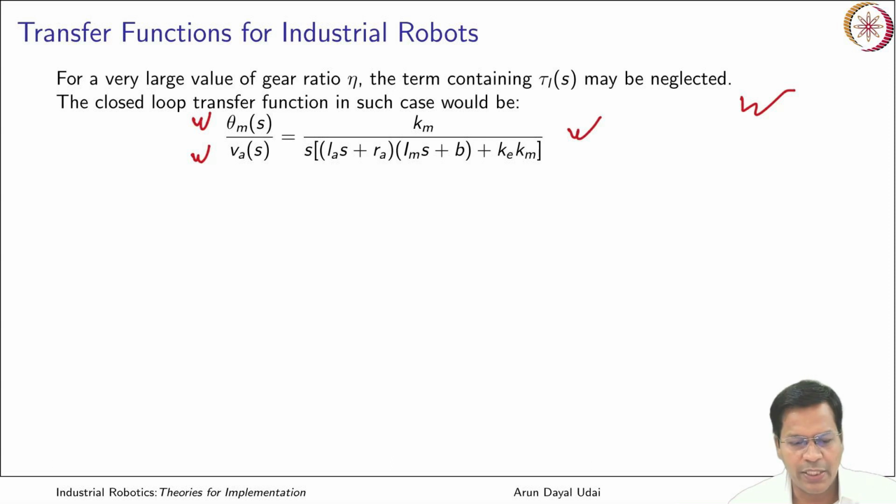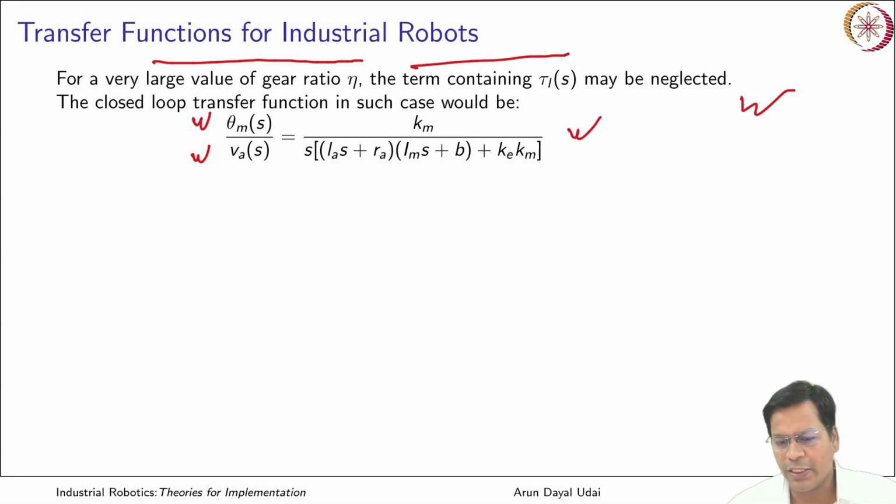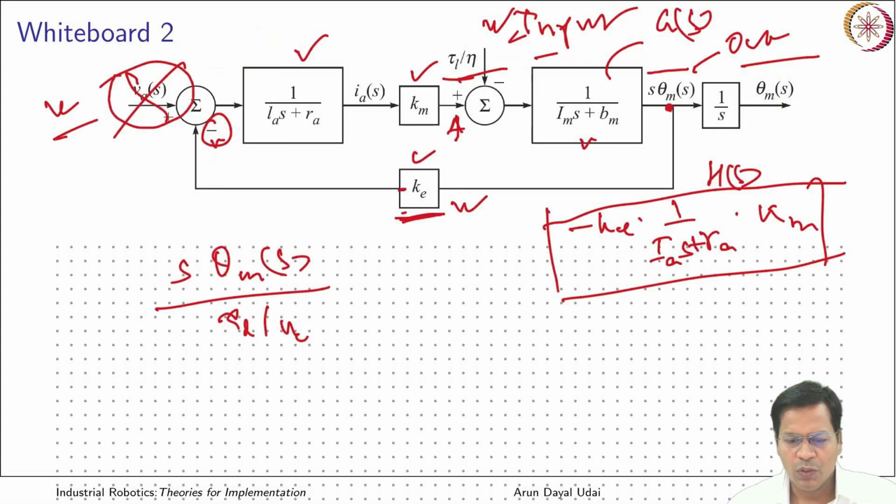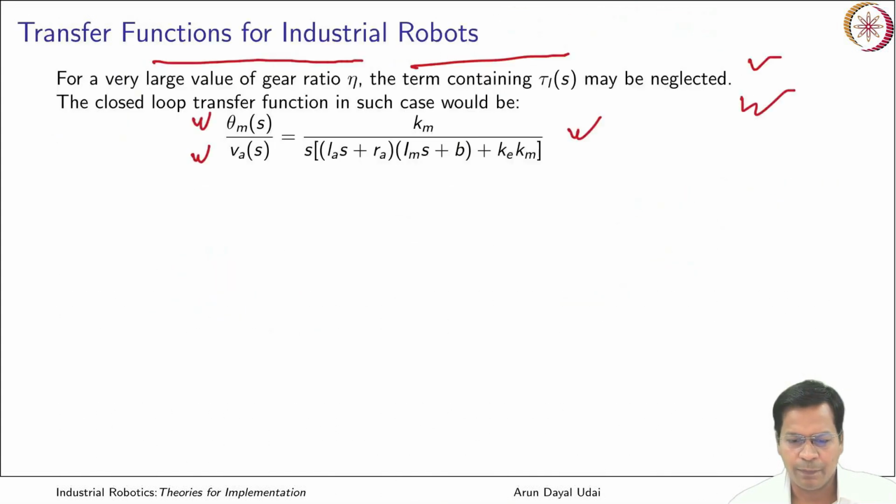In this case, for a very large value of gear ratio eta, the term containing tau_L(s) may be neglected. That is what is neglected, as I have said. So anything that is coming from here is now neglected. Okay, so that is neglected and the closed loop transfer function is given by this. This is the first case.